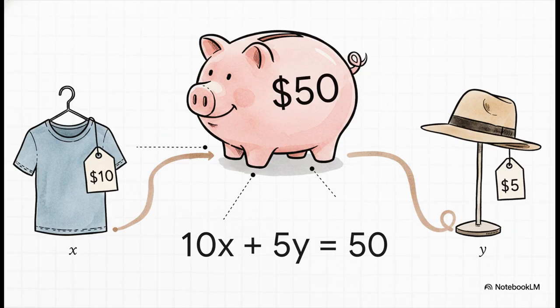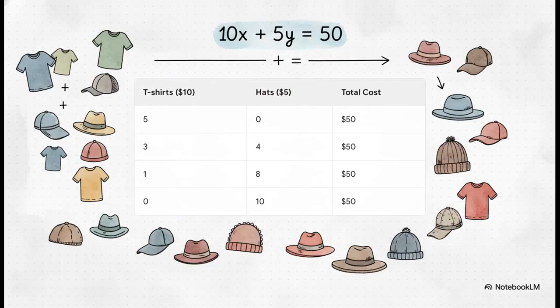See how that just naturally fits into the ax plus by equals c format? No rearranging needed. And using this form makes it really easy to figure out different combinations of what you can buy. For example, you could get 5 t-shirts and 0 hats, or maybe 3 shirts and 4 hats. Or how about just 1 t-shirt and 8 hats? All of these combos add up to exactly $50, perfectly solving our equation.